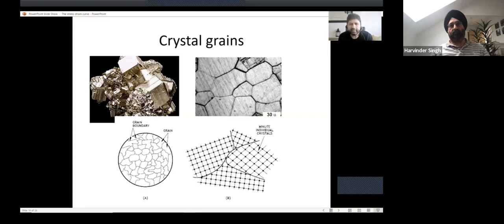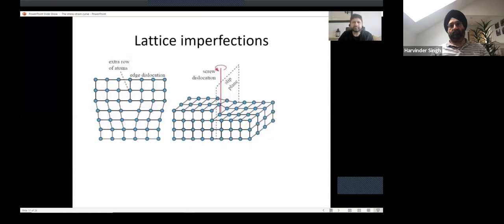So if we look at that here, when we look at a metal under a microscope, we see that there's individual grains or crystals composed of the same repeating lattice, but in different orientations. So this is important to understand. Within the lattice itself, there are numerous imperfections.